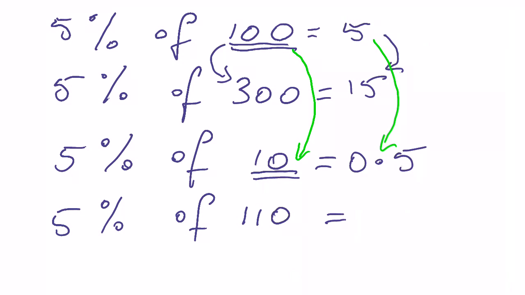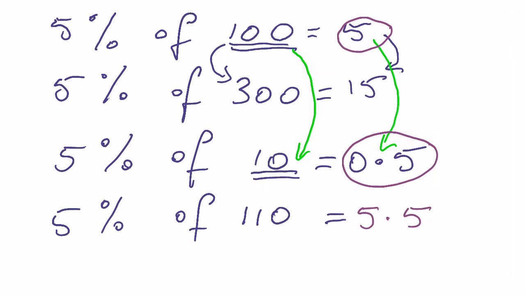Okay, so what about if I'm calculating 5% of 110? Sounds like something I'm going to need to grab my calculator for. However, I actually already have the answer here. 5% of 110 is going to be 5% of 100 added to 5% of 10. So I just need to add these two numbers together, which I can do without the use of a calculator. 5% of 110 is 5.5. I bet you didn't think you could do that without a calculator.